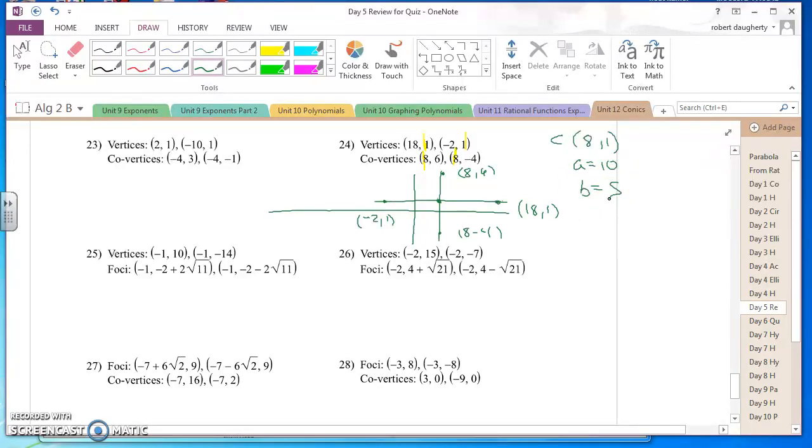So the equation would be (x minus 8) squared over 100, or 10 squared, plus (y minus 1) squared over 25 equals 1. Okay.